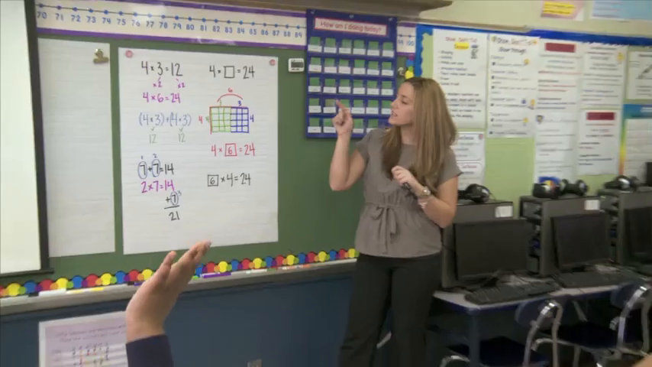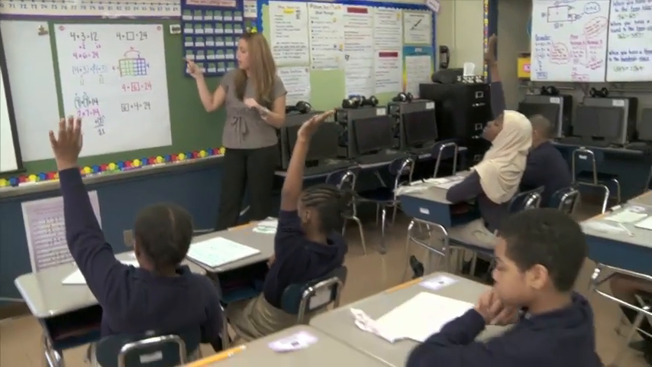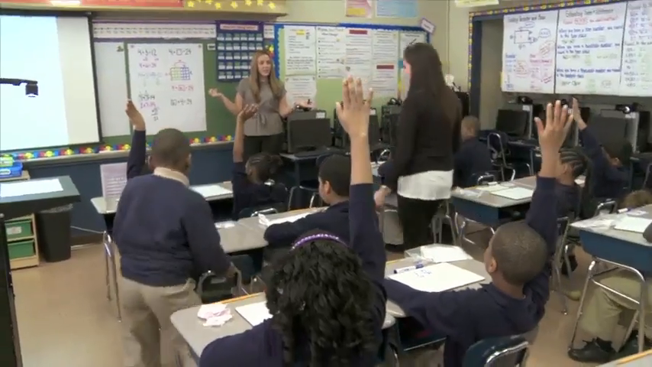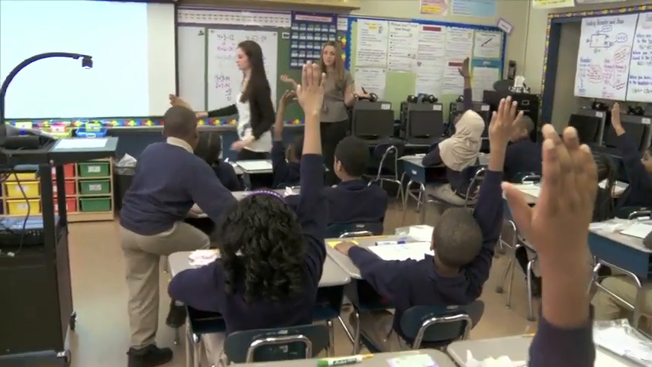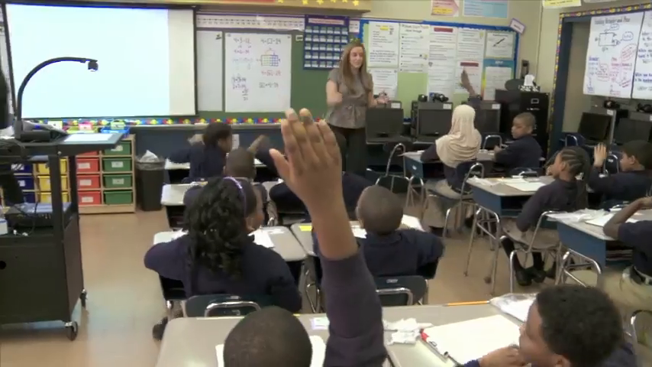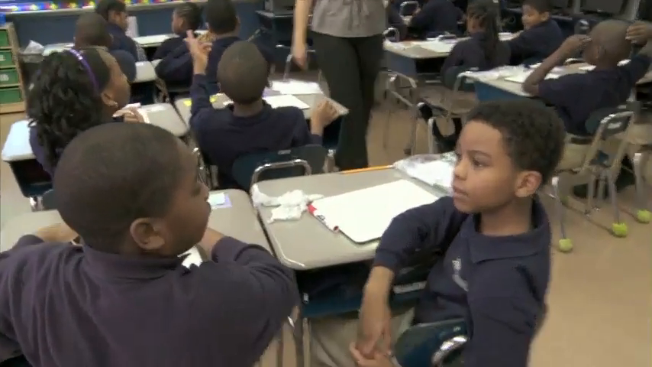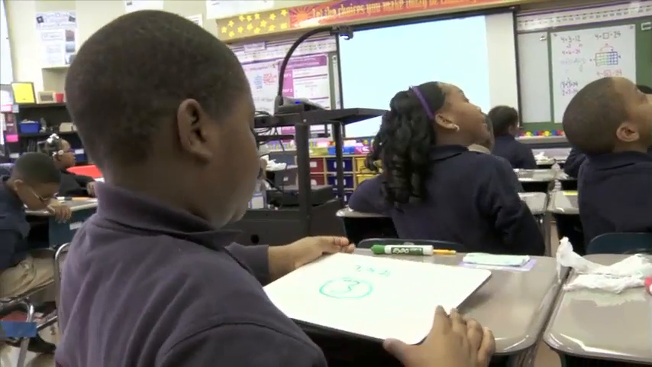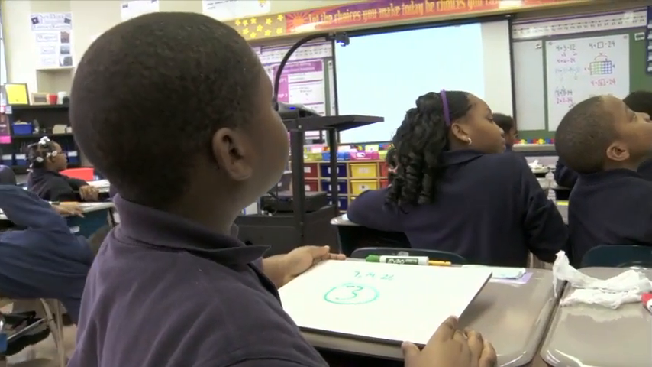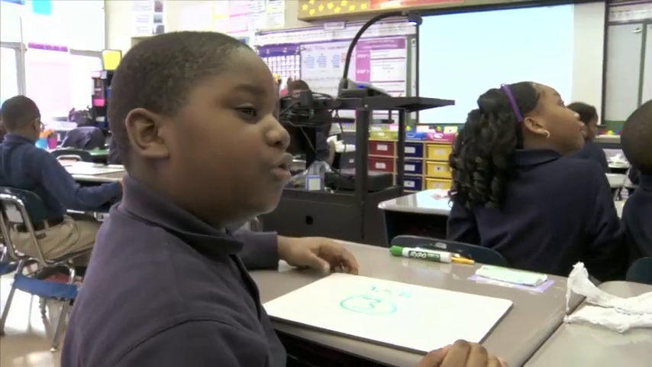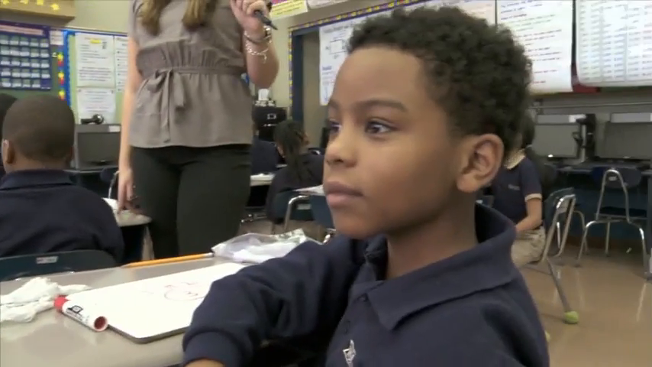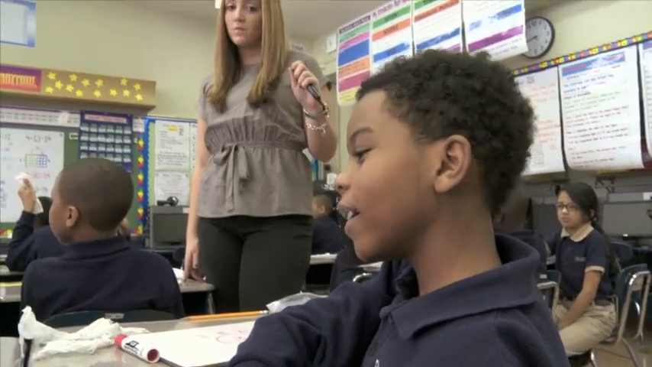So I have 4 times box equals 24. Box times 4 equals 24. Are there any other number sentences I could write that would represent this? 48 divided by 2. You could say 48 divided by 2 because 24 plus 24 equals 48. And if you put 48 into two groups, that will get you to 24.